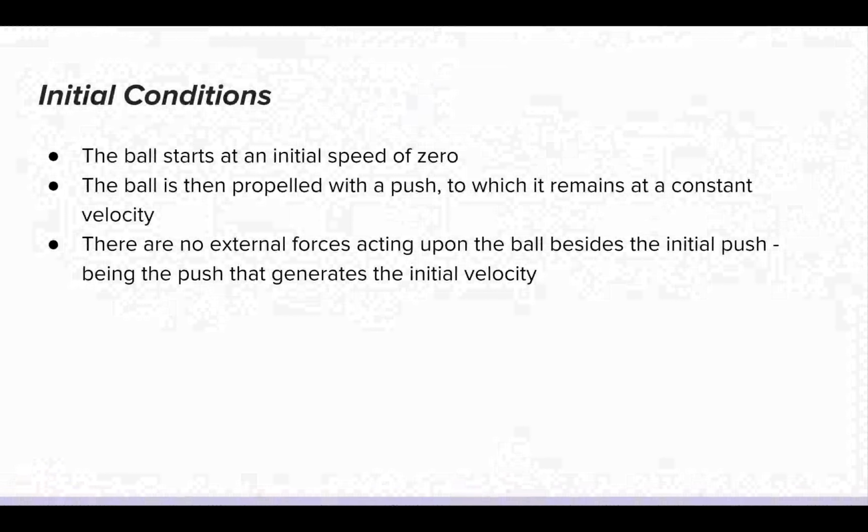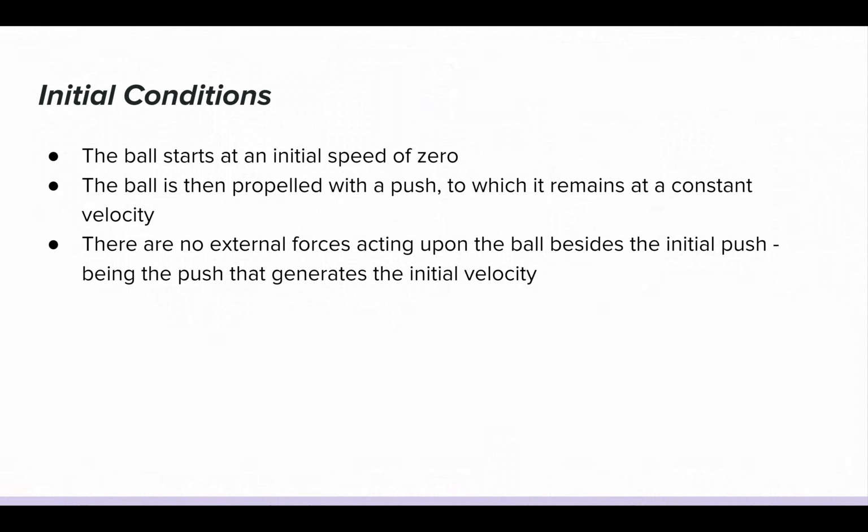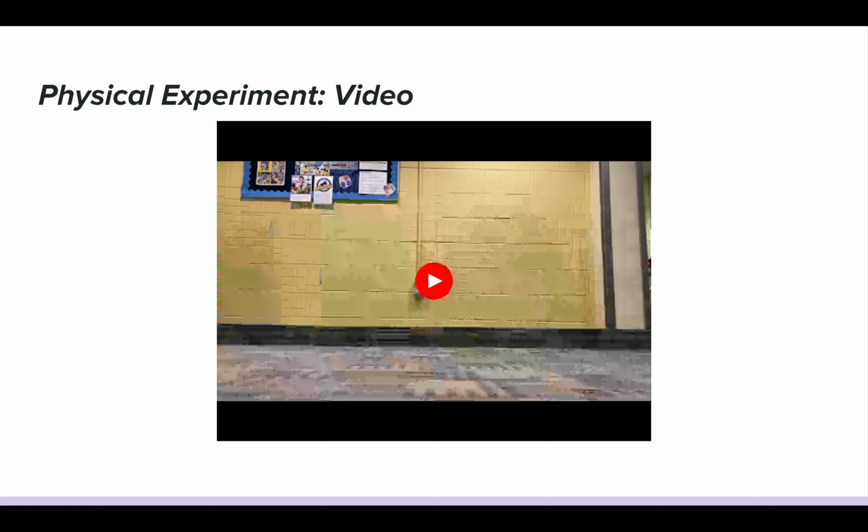The initial conditions of this lab were that the ball starts at an initial speed of 0, and is then propelled with a push to which it remains at a constant velocity. Additionally, there are no external forces acting upon the ball besides the initial push, which generates the initial velocity. Here's my video.